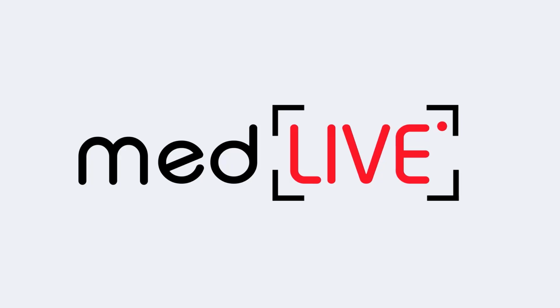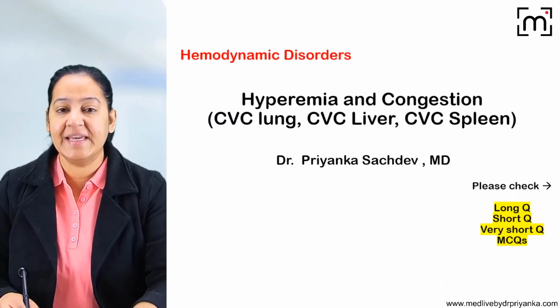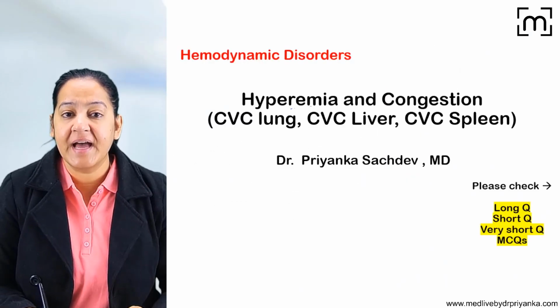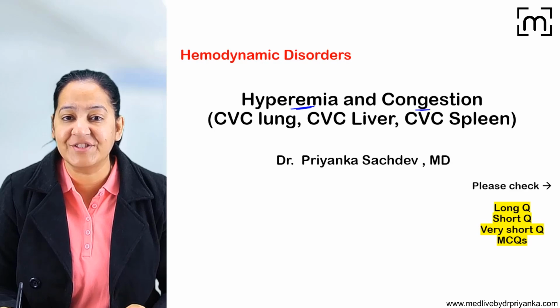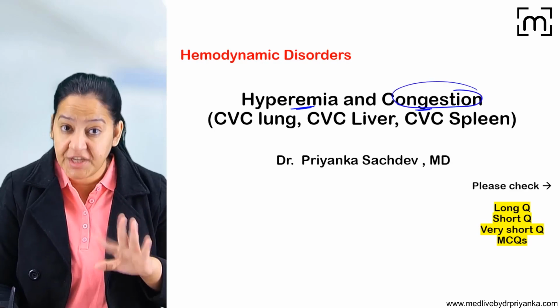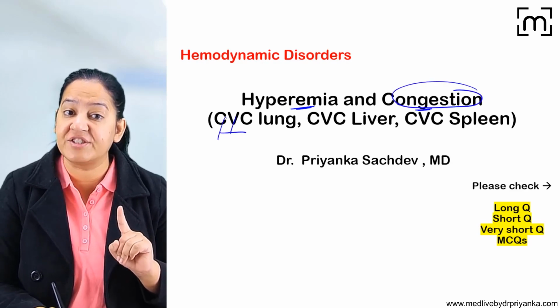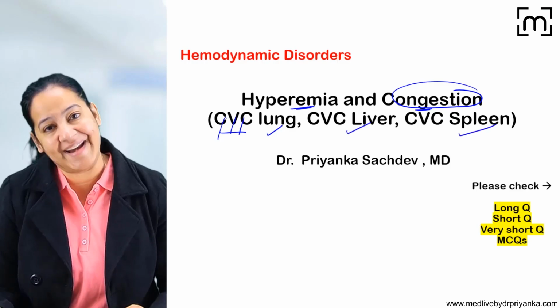We will be seeing the gross and microscopy of each of them. In your university exam, you usually get the short question on each of them. So let's start it. So you can see here we are starting the topic, that is hyperemia and congestion. So we will be seeing the congestion in detail, chronic venous congestion of lung, liver and spleen.